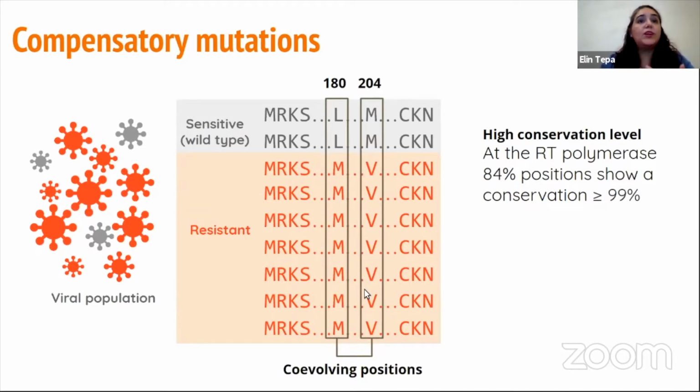A common pair of drug-resistant mutations in this case is leucine changing to methionine at position 180 and methionine to valine at position 204. To give you an idea also of the conservation level of this protein, the reverse transcriptase domain has 84% of positions with a conservation equal to or greater than 99%.